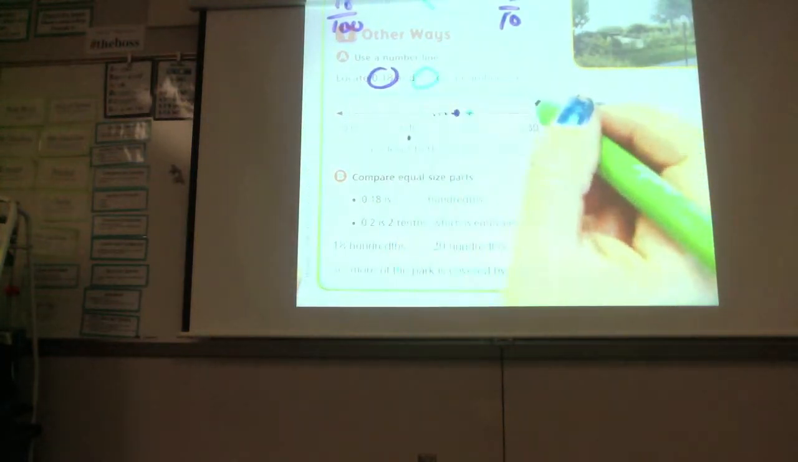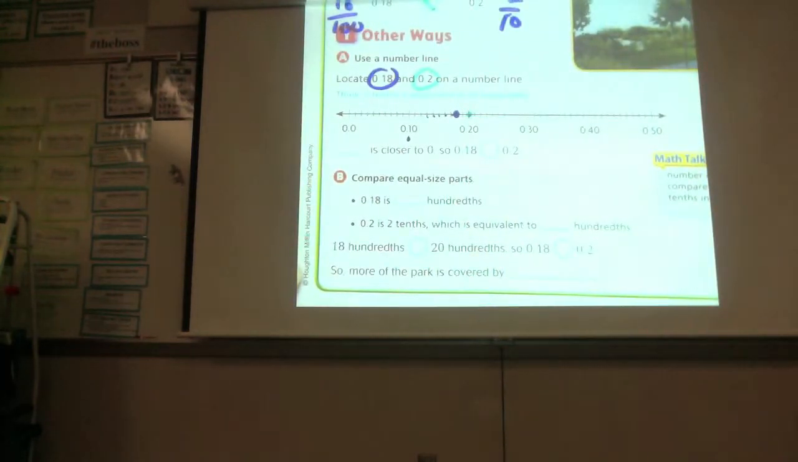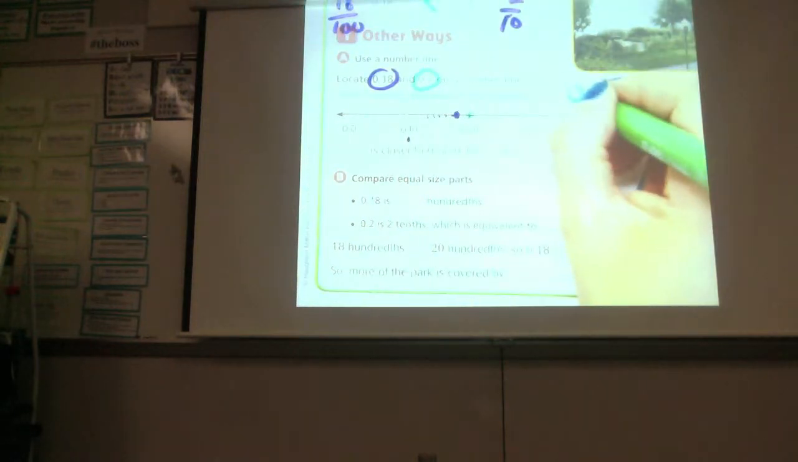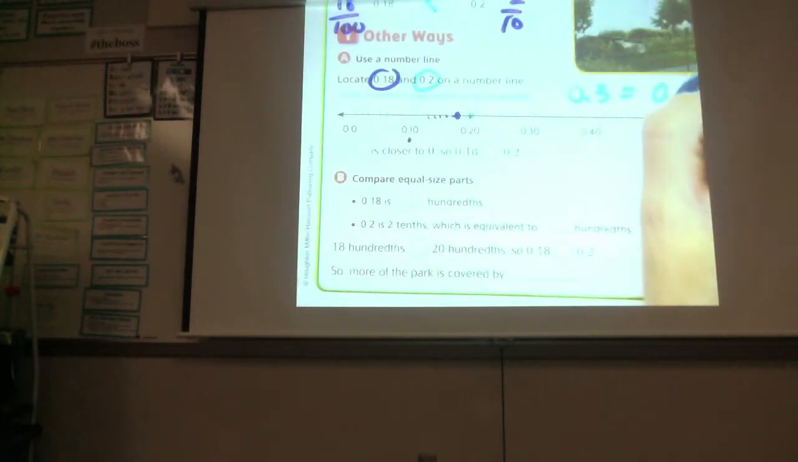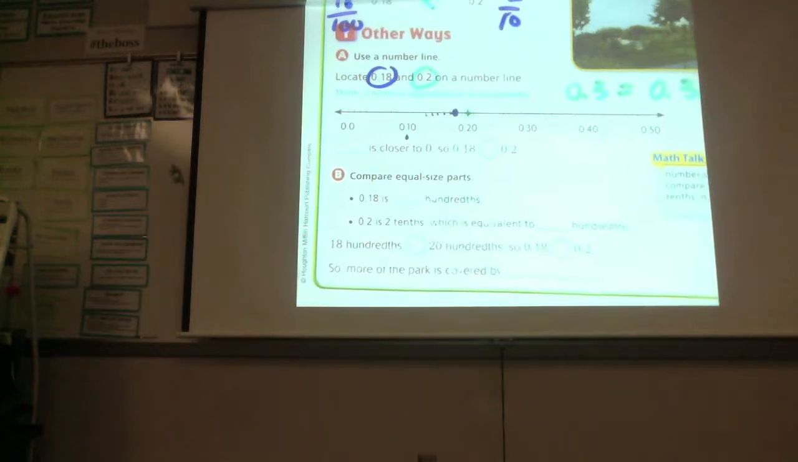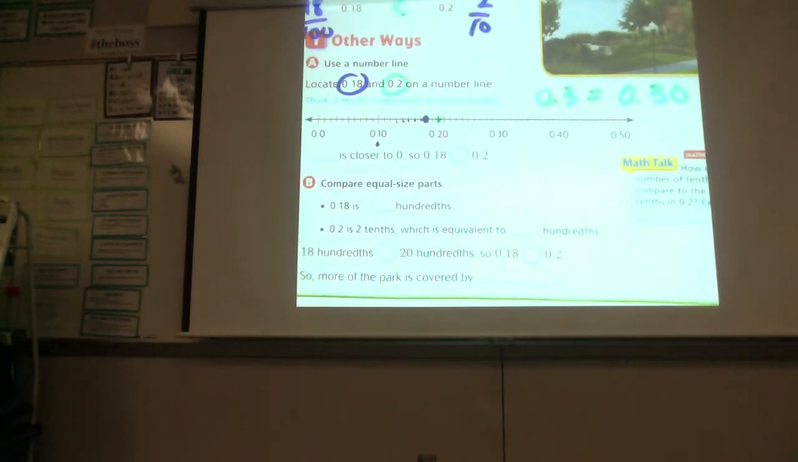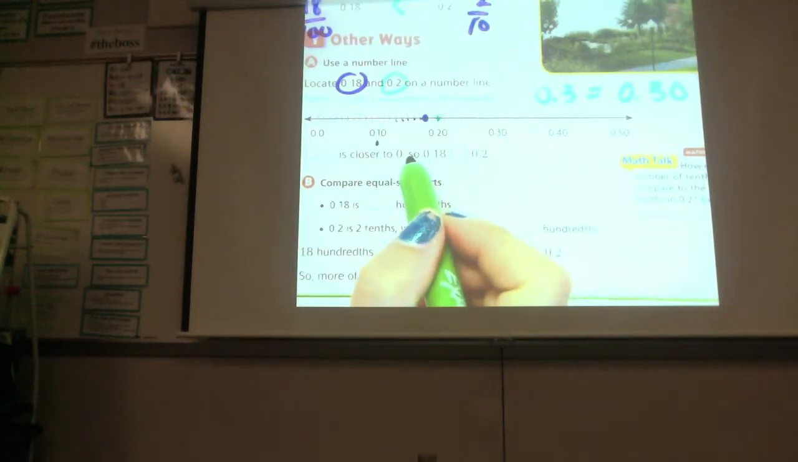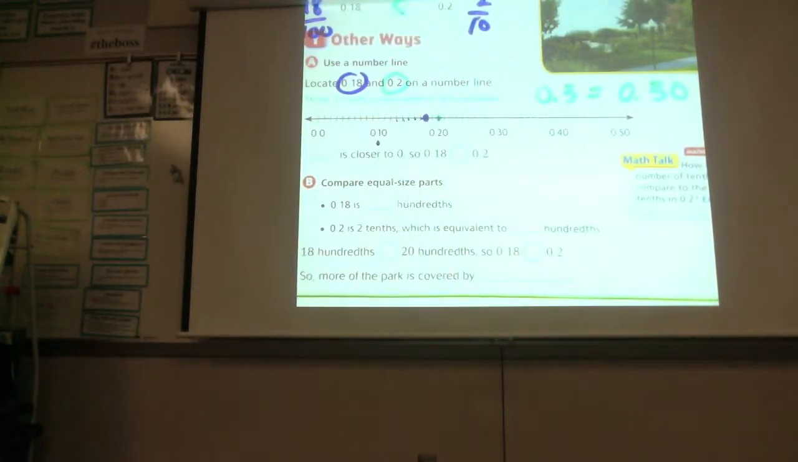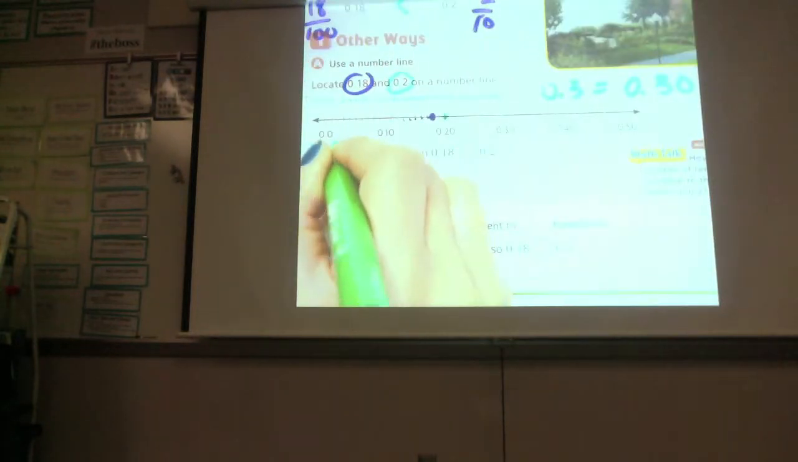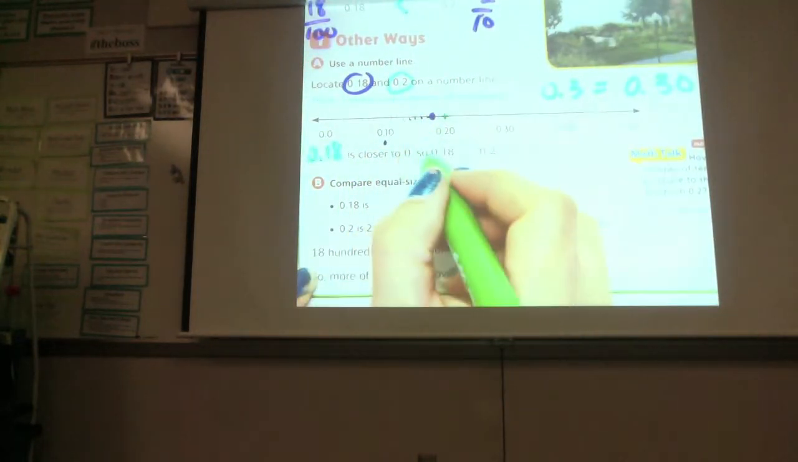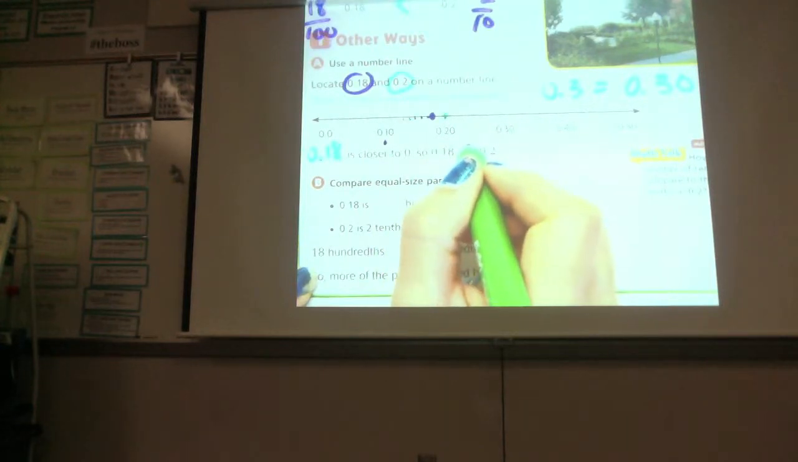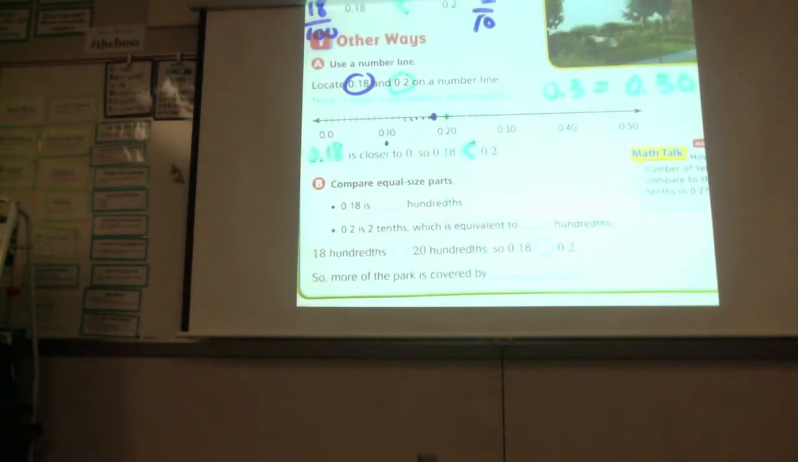Right. 2 tenths, remember we did as one of the examples on choose 3 ways. We said that 0.3 also equals 0.30. I think that was what Nicholas had shared. Remember? So 0.2 is equivalent to 0.20. 2 tenths is equal to 20 hundredths. 0.18 is closer to 0, so 0.18 is less than 0.2.